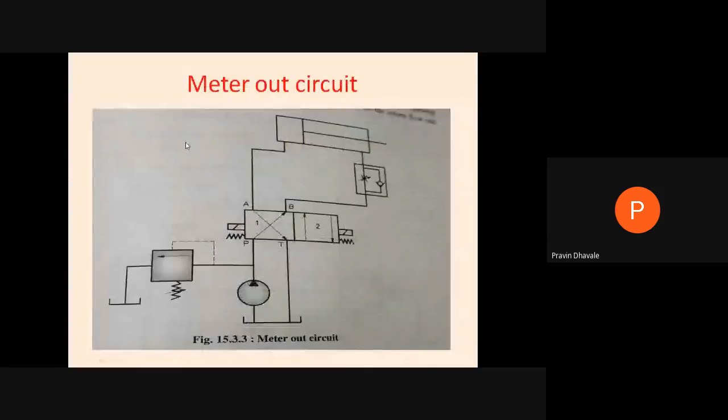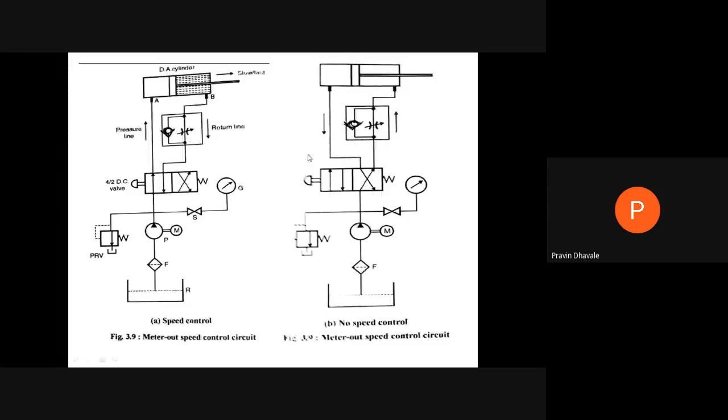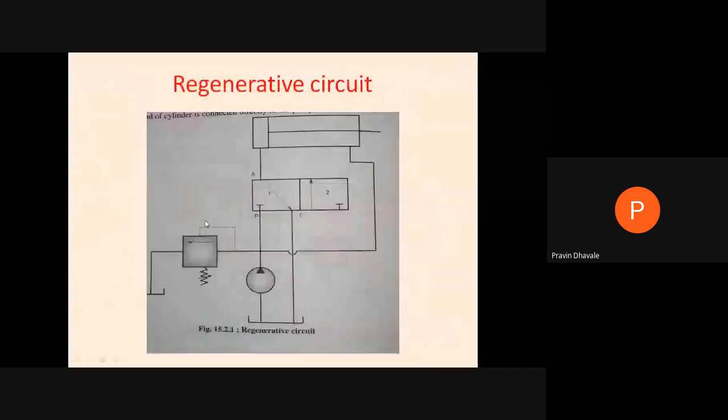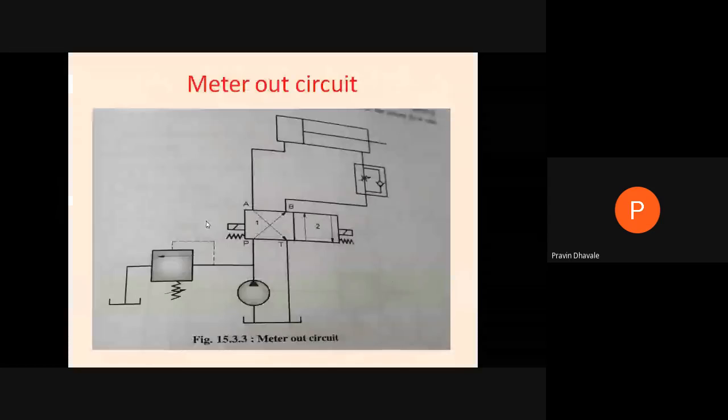And in the meter out circuit, we are controlling the flow of fluid at the outlet of the cylinder. And in the bleed off circuit, we can provide the flow control valve at the bypass. Here, this flow control valve is at the bypass line. It is at the bypass flow line, right? So in this way we can differentiate meter in, meter out and bleed off circuit, right?